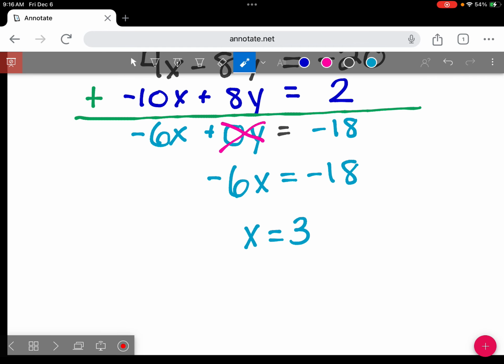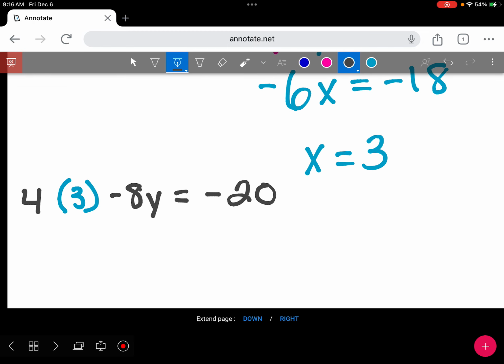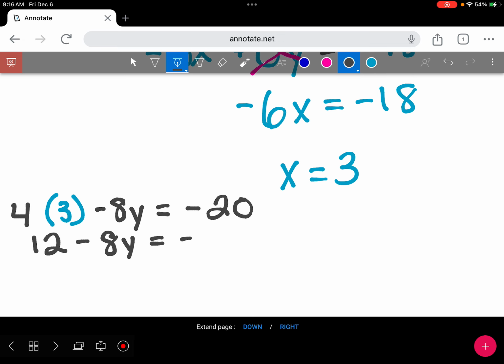I'm going to grab the top one just because it's the top one and it's easy to grab. And what we're going to do is take our 4 times our x, which is 3, minus 8y equals -20. And we're going to solve this for y. So first things first, we need to do that multiplication. And I know it's super tiny down here. I wrote too big at the top. So we have 12 minus 8y equals -20.